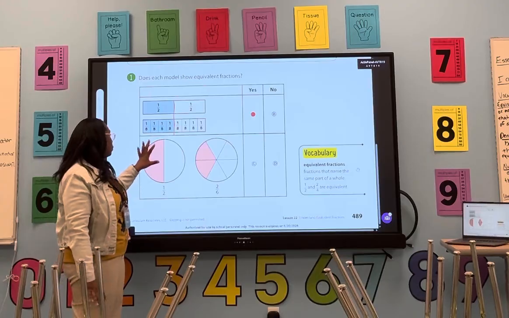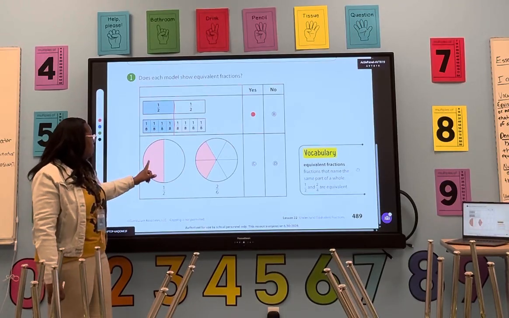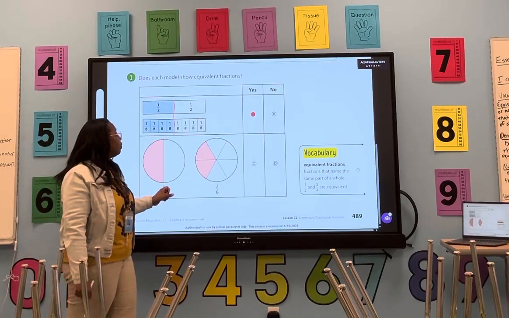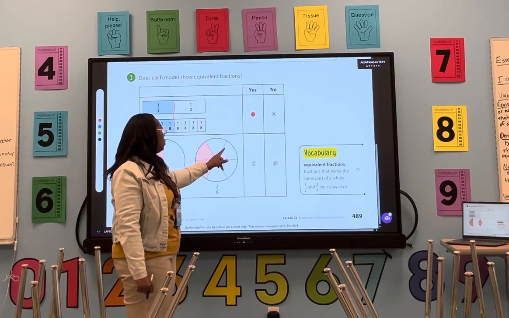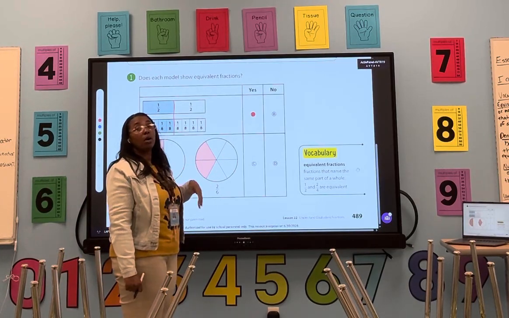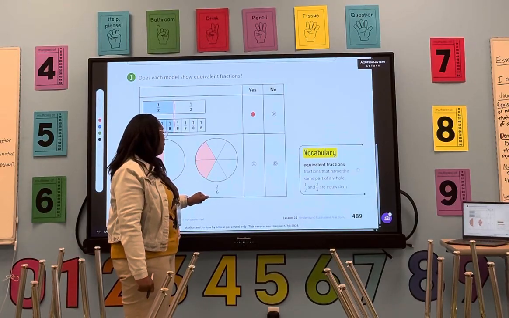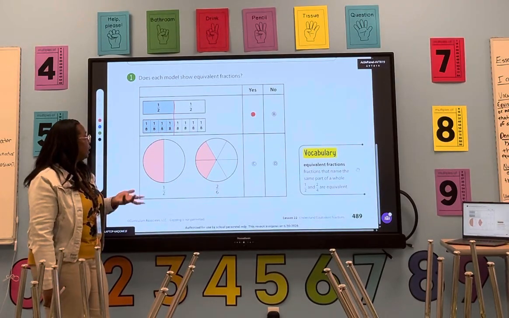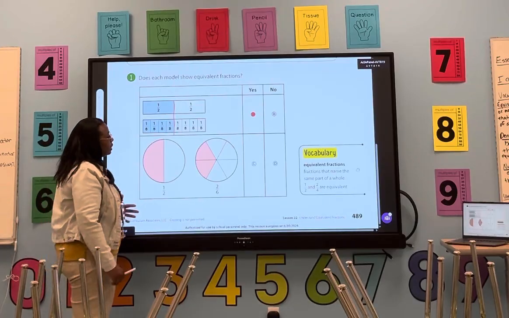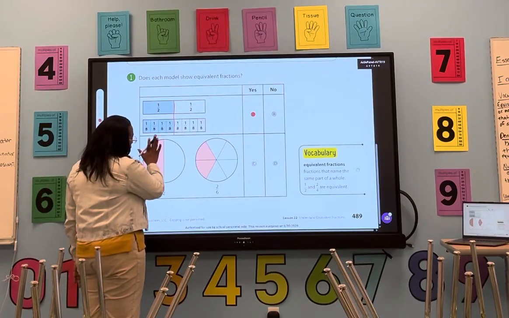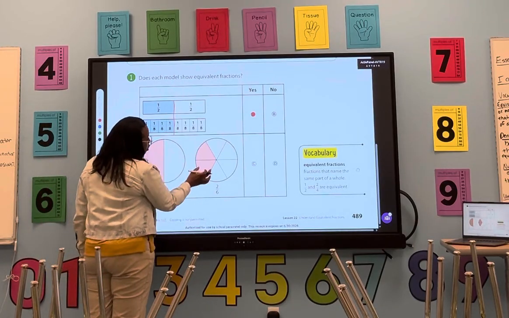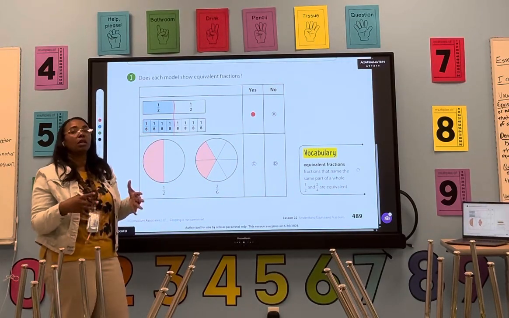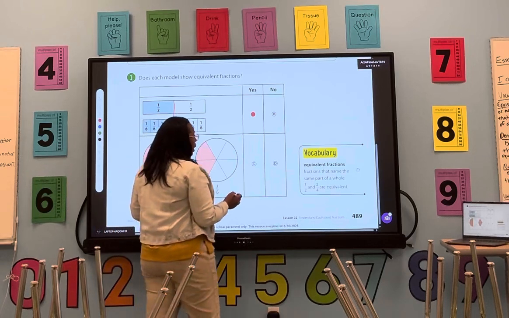Next thing I notice is for this one, I have 2 parts and one of them is shaded in. That represents my 1/2. Over here I have 1, 2, 3, 4, 5, 6 parts and 2 are shaded in. So this represents the 2/6. Now they want to know if this is equal. Well, when I look at it, this is not equal because half of this is shaded in and this one only has a smaller piece shaded in. So they are not equivalent. They are not equal. So this would be a no.